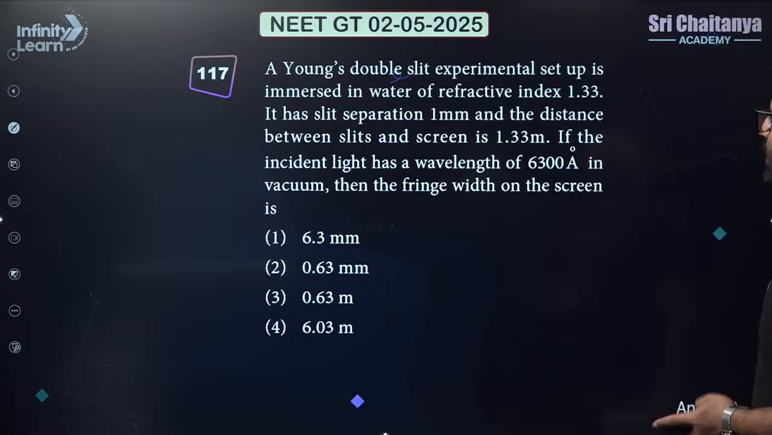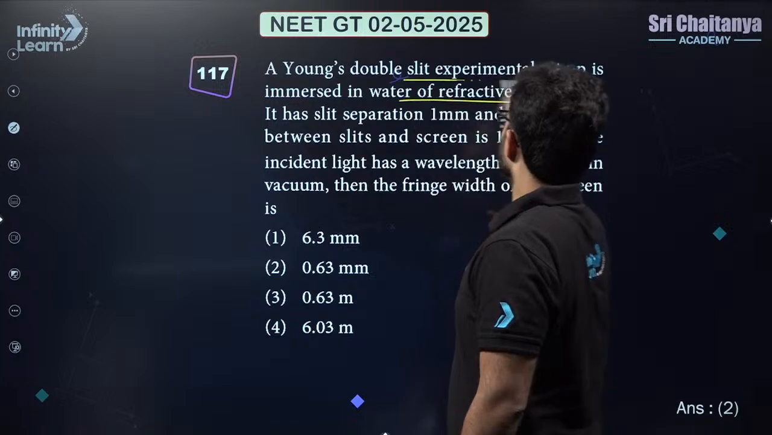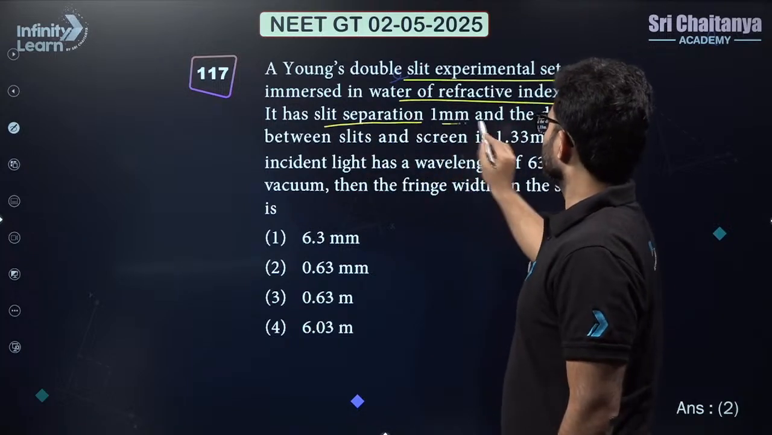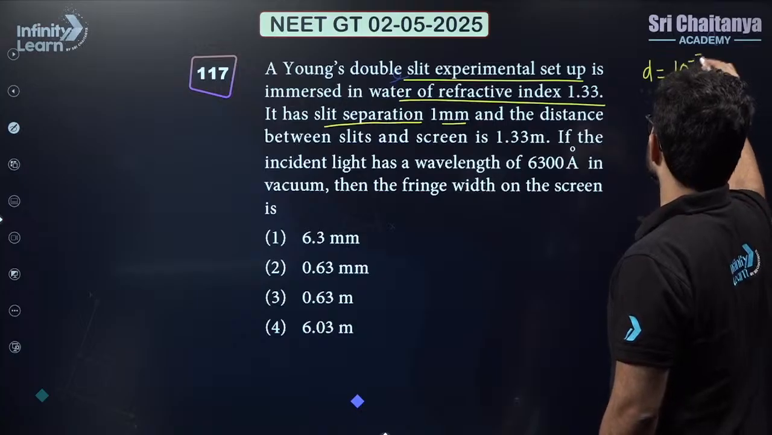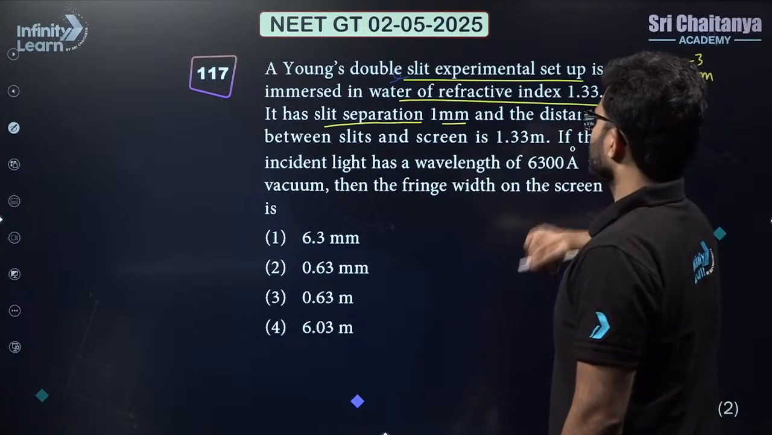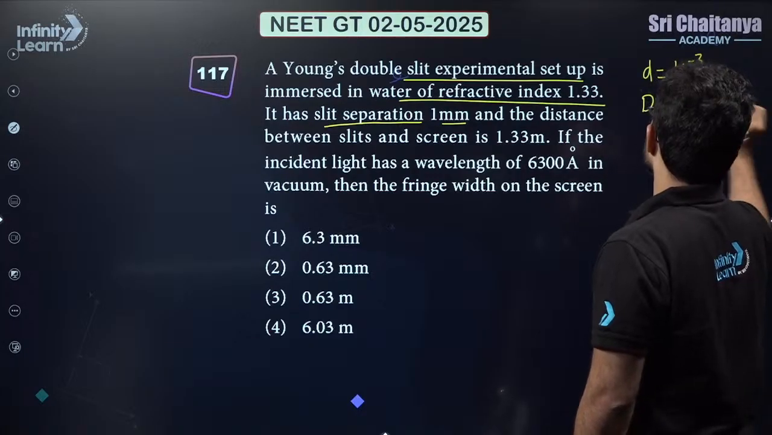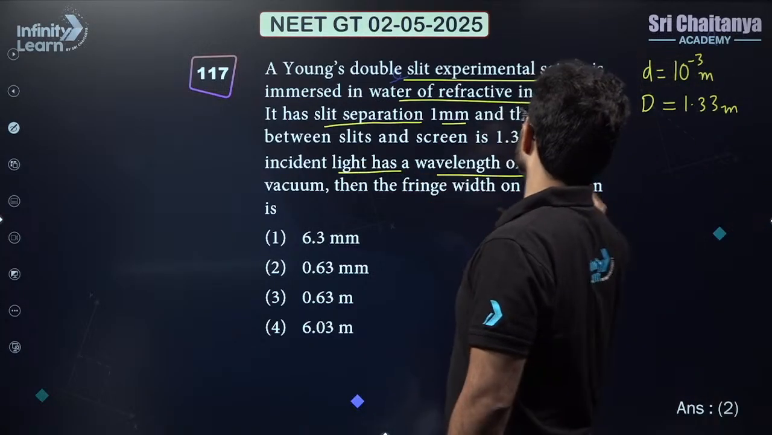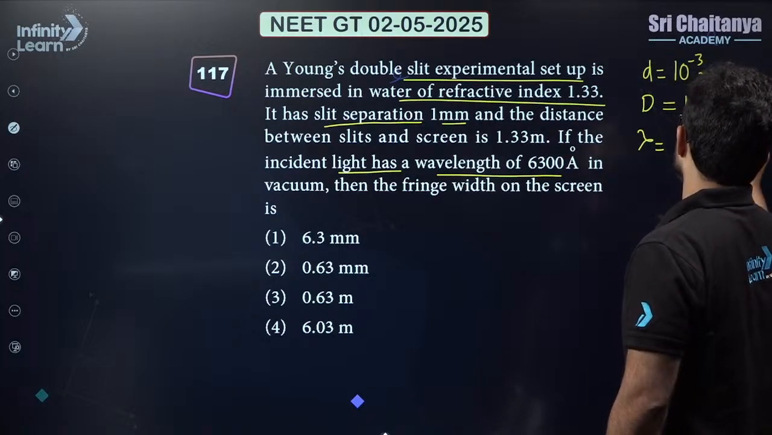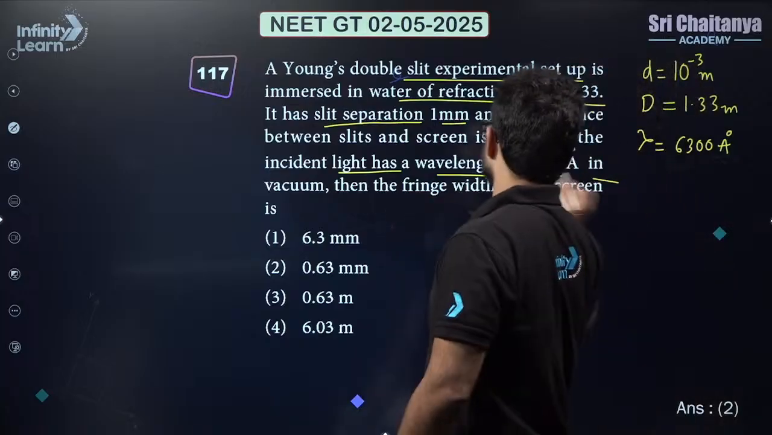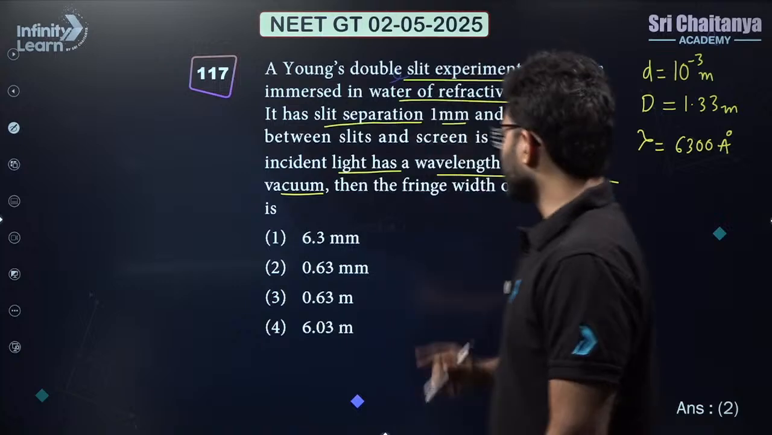Next. A Young's double slit experiment setup is immersed in water with a refractive index of 1.33. Okay. It has slit separation is given. So slit separation, which is small d, is given to you, that is 1 mm, or I can say 10 to the power minus 3 meters. The distance between the slits and the screen, which is capital D, is given to you as 1.33 meters. Okay. If the incident light has a wavelength of 6300 angstroms, okay, in vacuum. So this is in vacuum. Please mind, this is in vacuum, not in water, right?